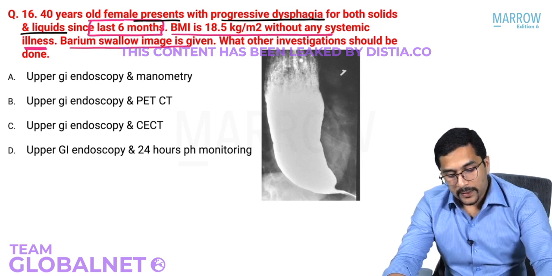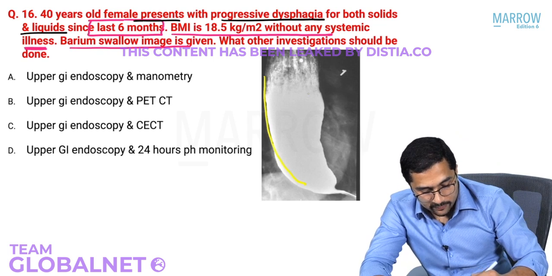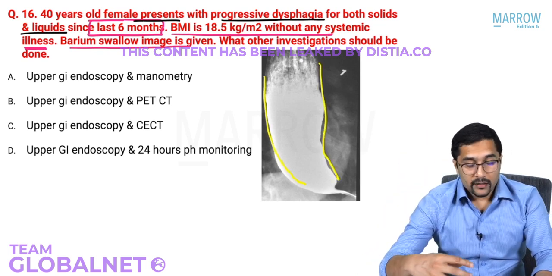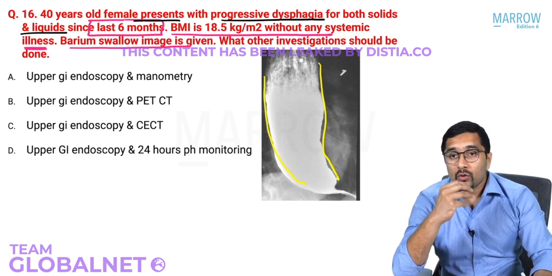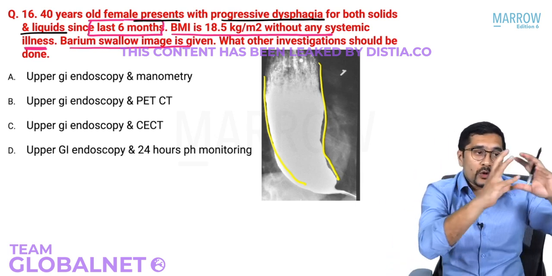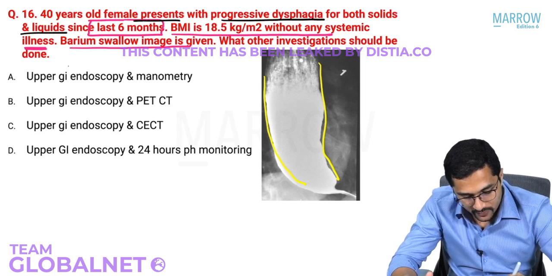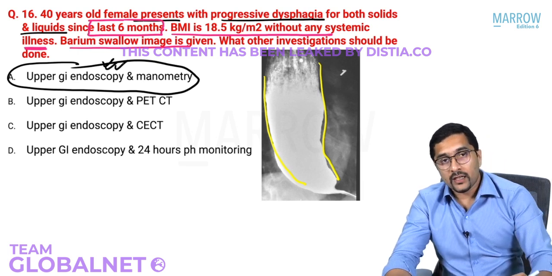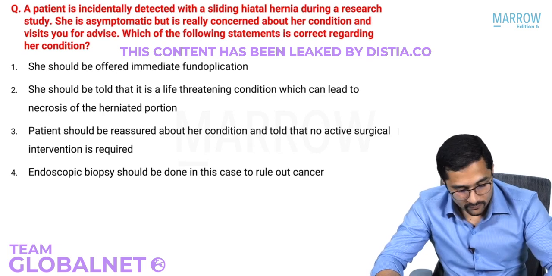Towards the lower side. Barium image is given. The barium image you can see is gradual tapering, which is suggestive of achalasia. But there is progressive dysphagia, so you are also thinking on the lines of cancer. To rule out both achalasia and cancer, what will be the investigations which we will do? Correct. Upper GI endoscopy and manometry will help us in ruling out both the conditions.